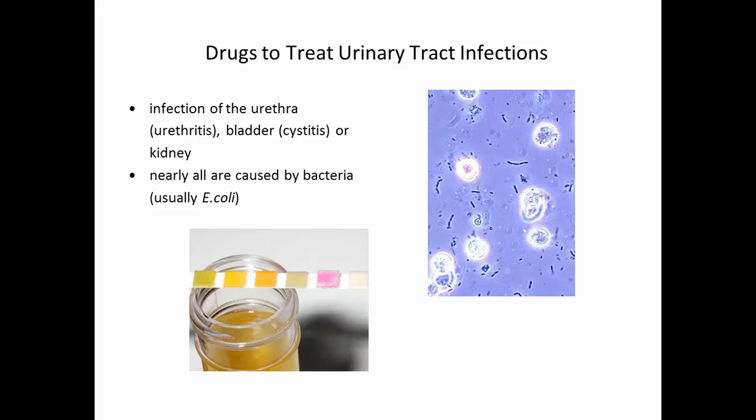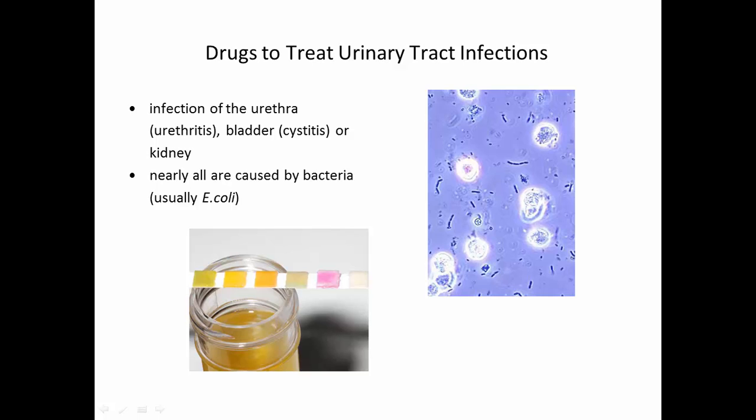The most common urinary tract disorder is an infection. So that could be an infection, usually starts in the urethra, which is closest to the outside world, and then can spread up into the bladder, and then can spread up the ureters and finally into the kidney. Nearly all urinary tract infections are caused by bacteria, and it's usually E. coli bacteria. And I had this slide in physiology.